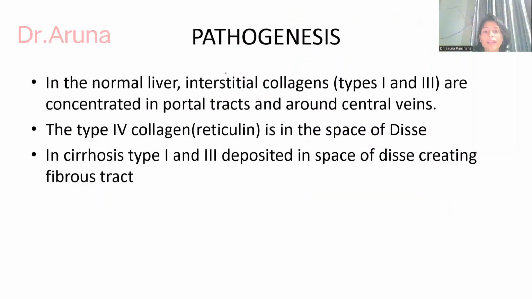Now, pathogenesis: why is the cirrhosis formed? Normally, type 1 and type 3 collagens are present in the portal tract and around the central vein. But in the space of Disse, type 4 collagen is normally there. When type 1 and 3 collagens are deposited in the space of Disse, creating the fibrous tract, this is responsible for it.